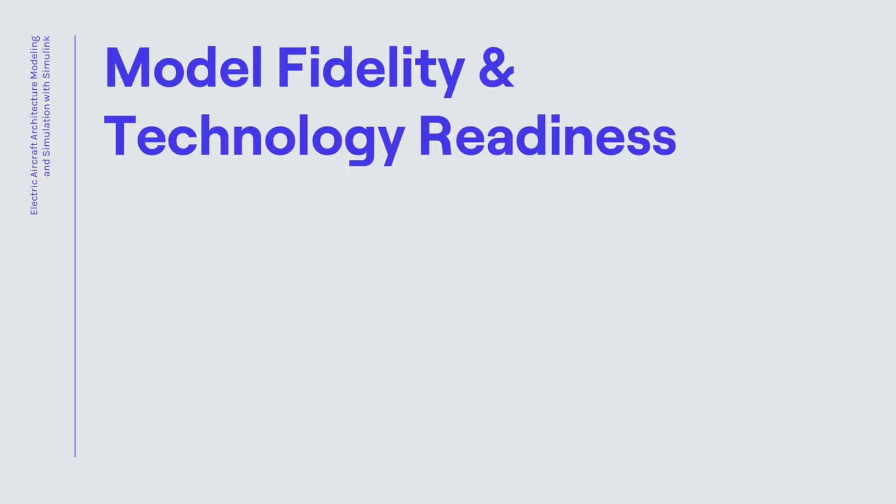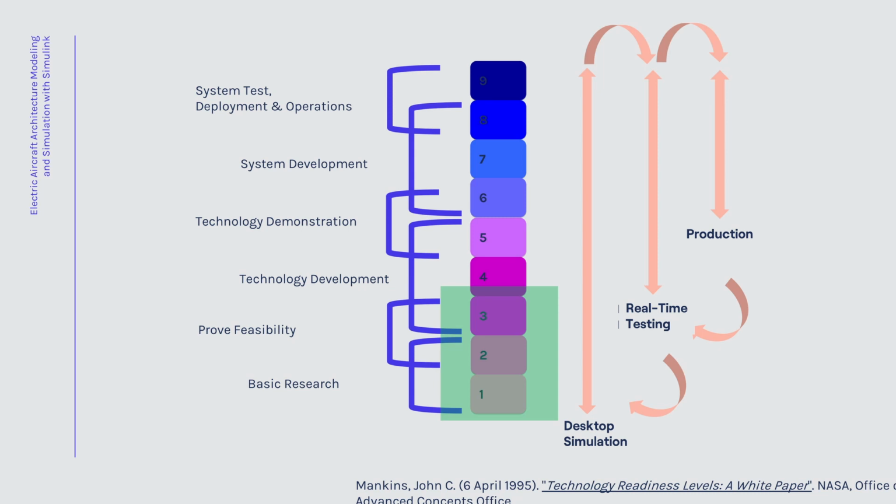In this section, I will discuss the relationship between model fidelity and technology readiness. The Technology Readiness Level scale, or TRL scale, was originally developed by NASA, and it quantifies the maturity of a given technology at a given stage of development. TRL 1 is your first moment, where you have the initial idea and begin conducting basic research, and TRL 9 is where you have proven in-service technology.